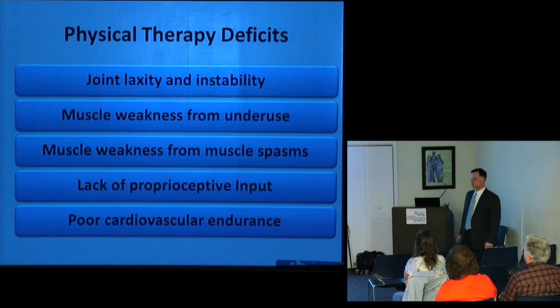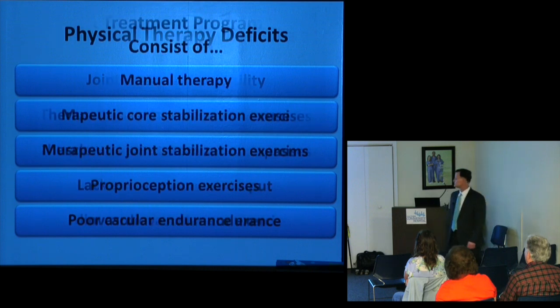There'll be a lack of proprioceptive input, particularly with my patients that are not getting good coordination in their feet, particularly with their Chiari malformation, and some of my craniocervical instability patients where they have some cranial settling and their nerves in their neck are getting compressed. And they're going to have poor cardiovascular endurance.